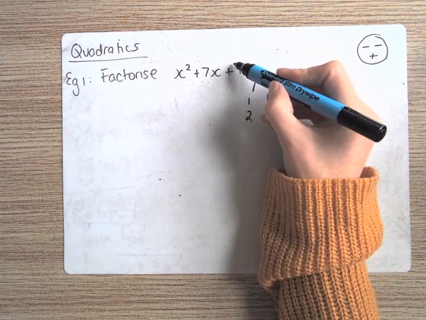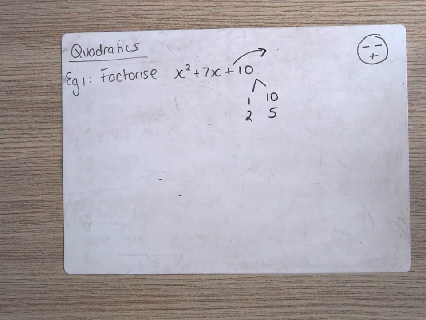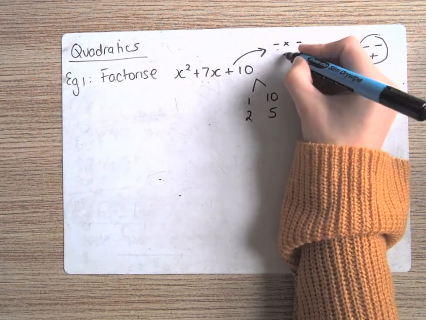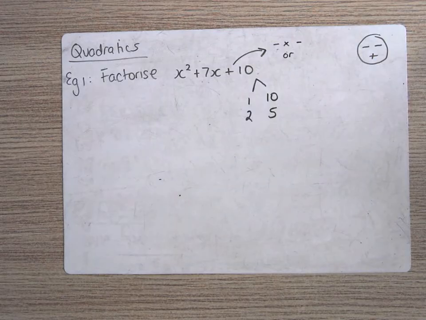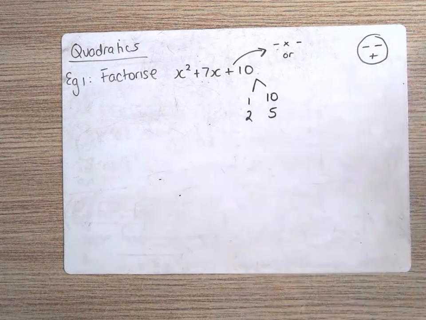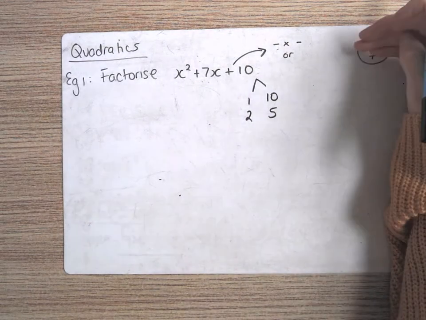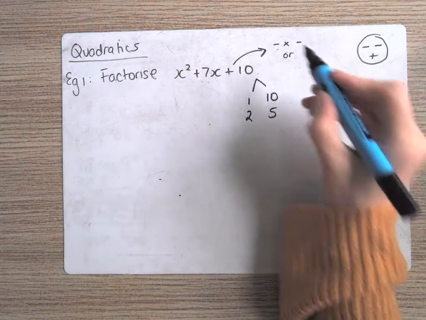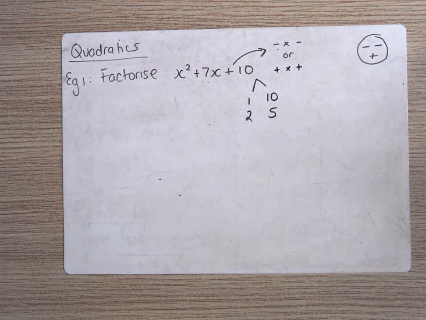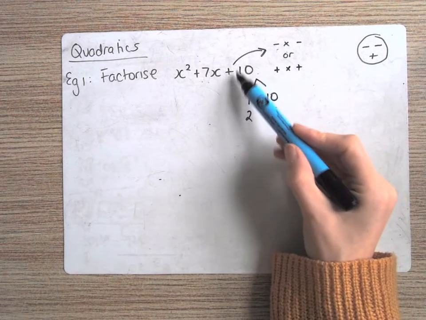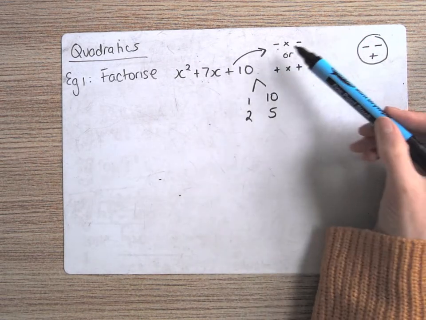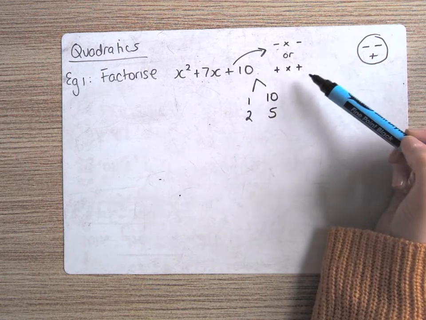How do you get a plus? A minus by a minus, or a minus and a plus. What's a minus and a plus give you? A minus. So it's either a minus and a minus or a plus and a plus. Excellent. You write these things out. Factors of 10 are 1 and 10, 2 and 5. Factors of a plus are minus by minus or plus by plus.